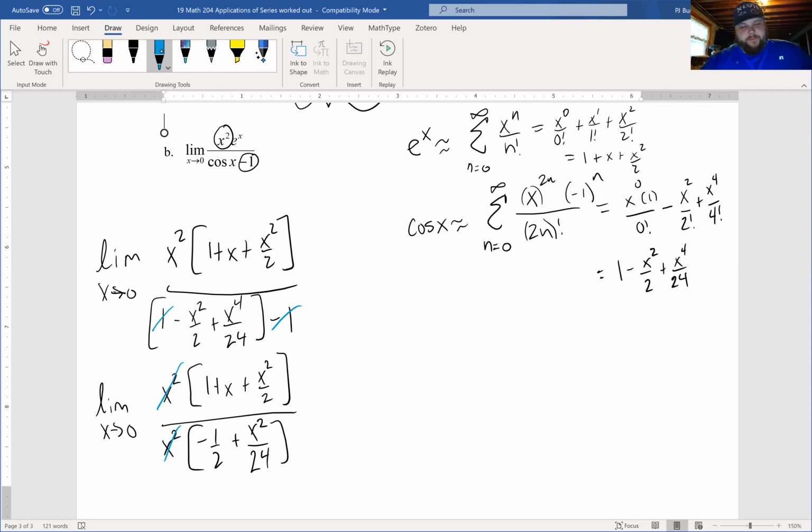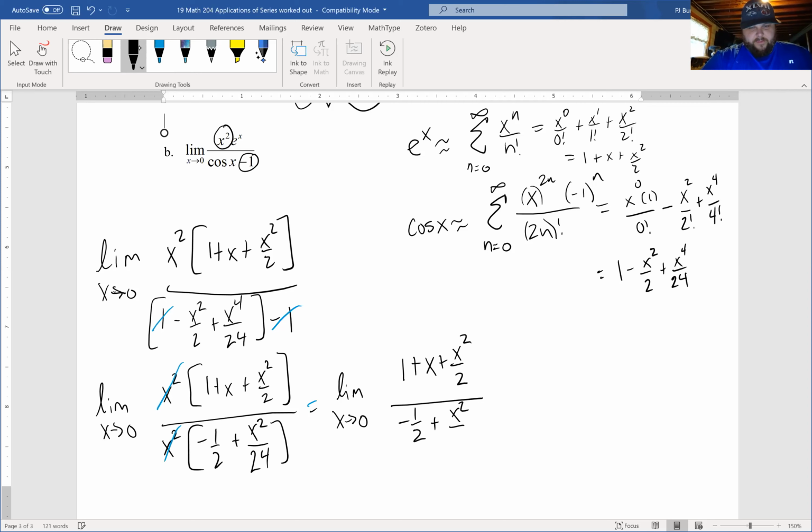And then it'll allow me to cancel those. So I'm left with the limit as x approaches 0 of 1 plus x squared over 2, all over minus 1/2 plus x squared over 24. If I apply the limit, x approaches 0, everything that still has an x will head to 0, and that'll leave me with this, which is equal to that.